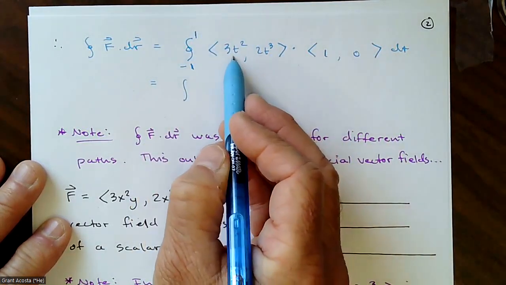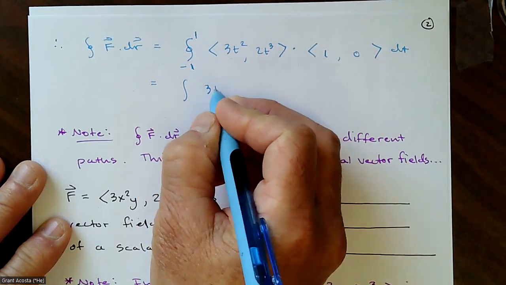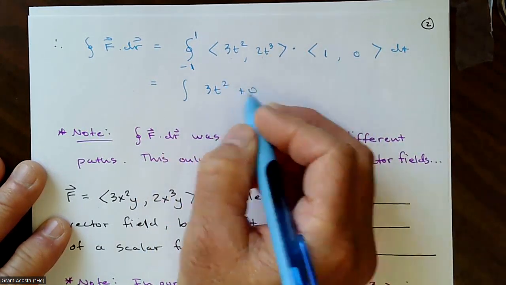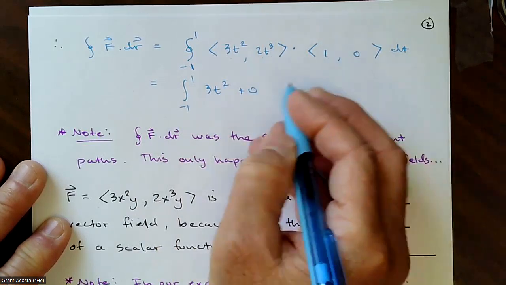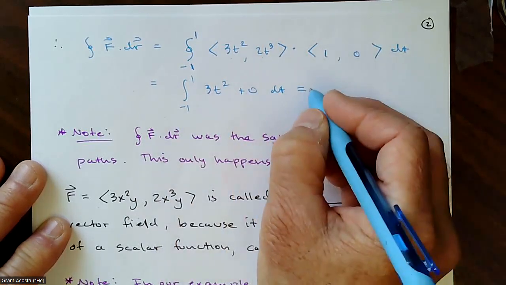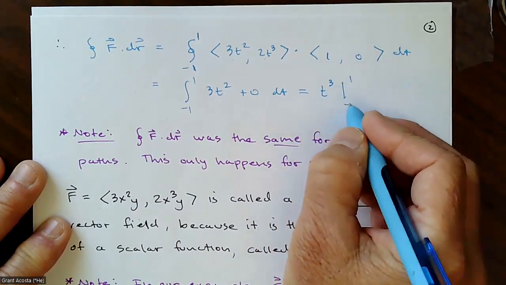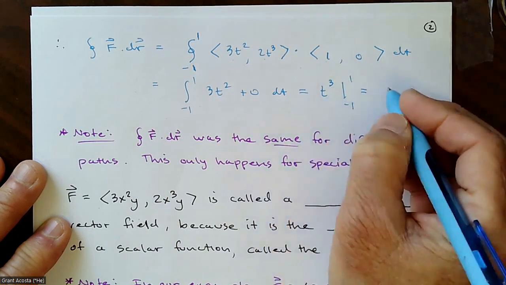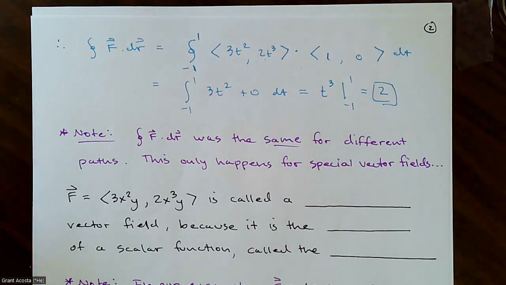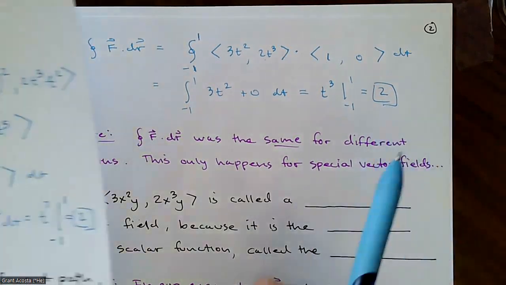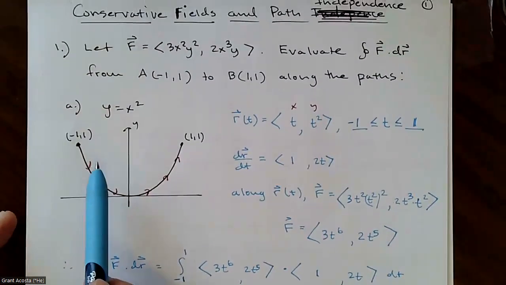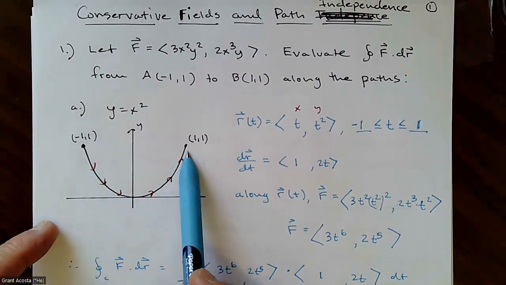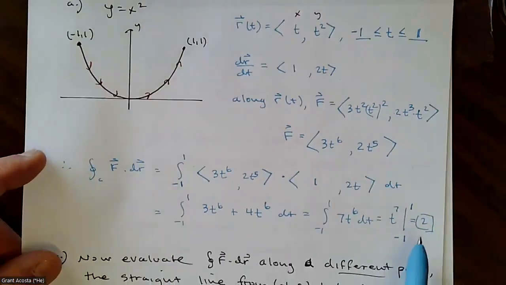Notice this time my dot product, I just get 3t squared, and then this is just 2t cubed times 0. So my antiderivative there is t cubed evaluated from -1 to 1. 1 cubed minus -1 cubed, 1 minus -1, gives me also 2. So what you hopefully picked up on is I'm getting the same answer for this integral. We did the integral of f dotted with dr along the parabola y equals x squared. We got an answer of 2.